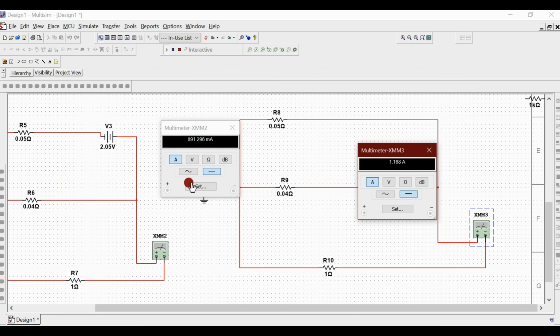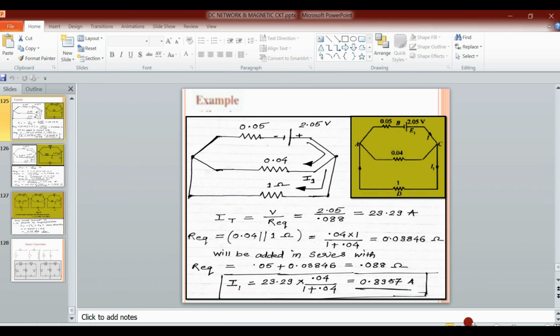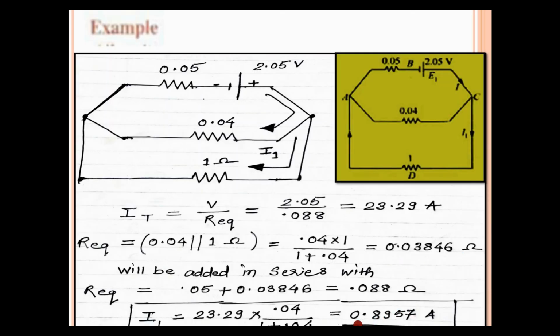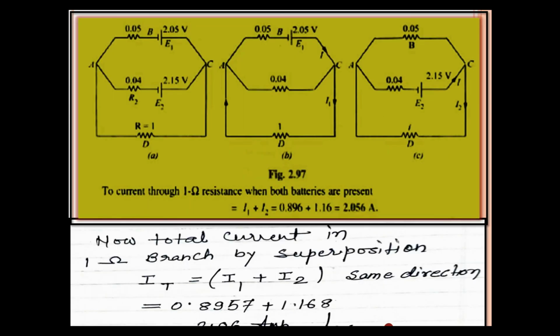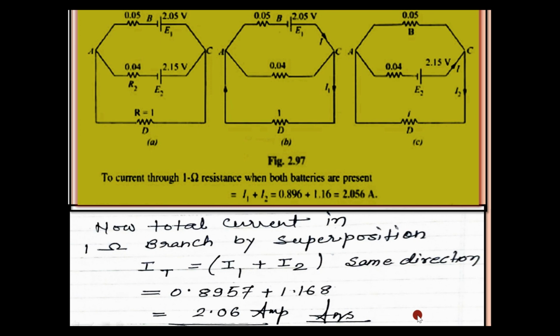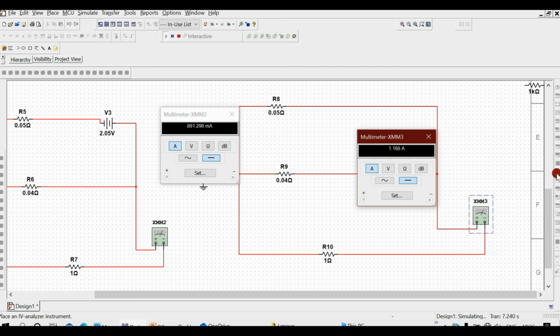it will show 1.168 ampere. You can check the answers. 0.8957 ampere is from this voltage source, and the other voltage source is providing 1.168, as you can see. Then the total current will be I1 plus I2, 0.8957 plus 1.168, which becomes 2.06 ampere. So you can check the total current in Multisim software.